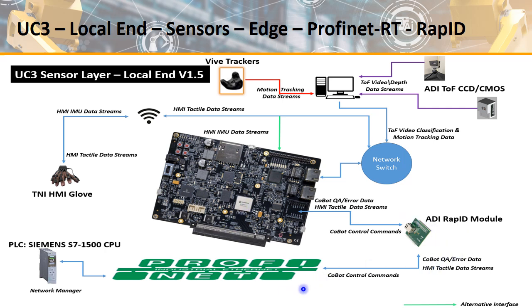And in order to connect our edge devices into the Profinet network, we use a device from Analog Devices, ADI stands for Analog Devices, and they have a module called a RAP-ID module, which is configured such that we can communicate data back and forth from the local end to the remote end. So this is really an overview of the edge infrastructure for our use case 3, the sensor layer at the local end.